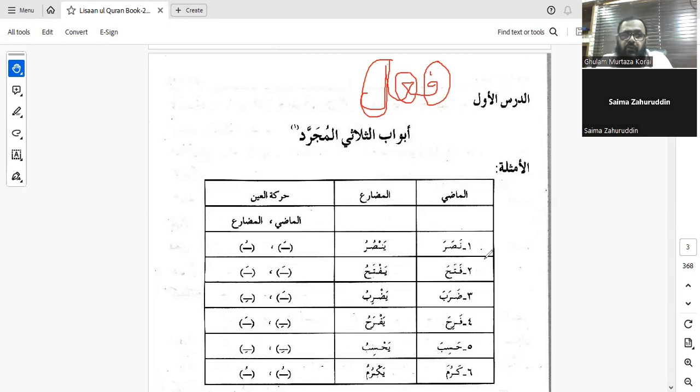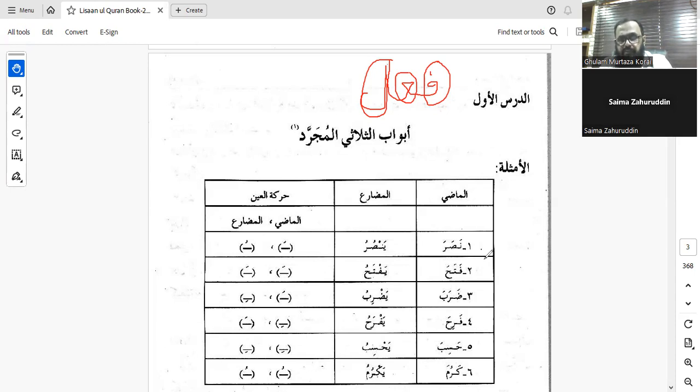Now, when we talk about abwab, there are six different scales or awzan, wazan. On those scales, there are six chapters. Now, how can we understand those chapters and those scales? So we are going to discuss that.